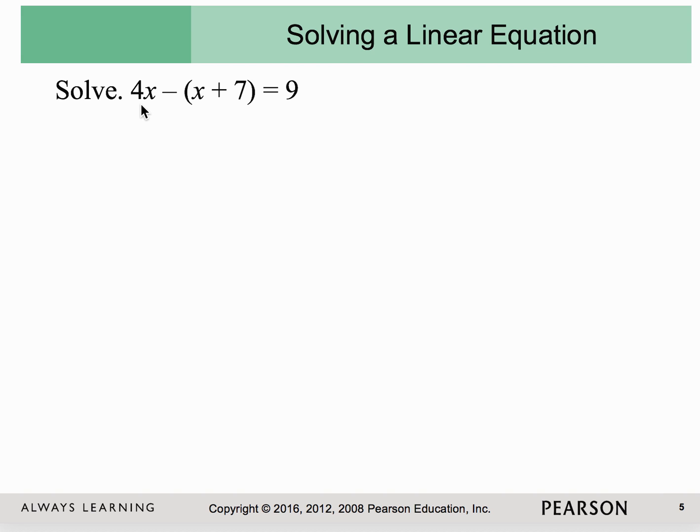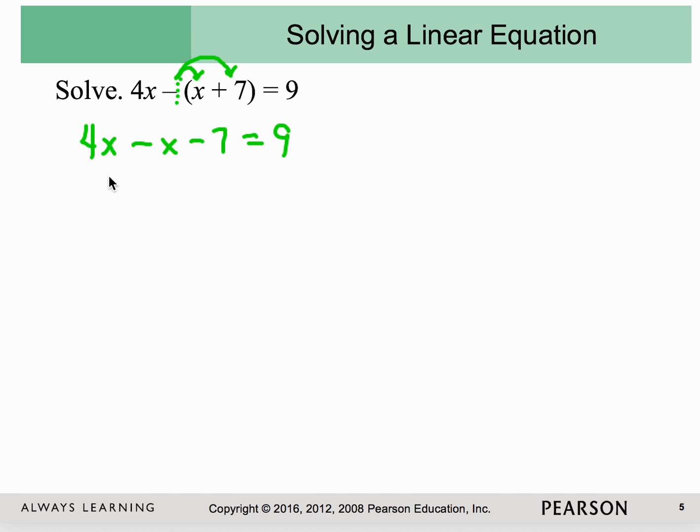Now be careful on this one. Remember, there's an understood 1 right here. So that's -1 that needs to be distributed. And -1 times 7 is -7. Be careful about a negative in front of a parenthesis. That negative needs to be distributed. Okay?